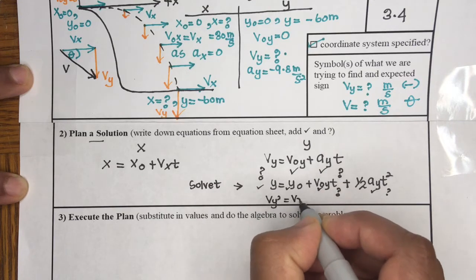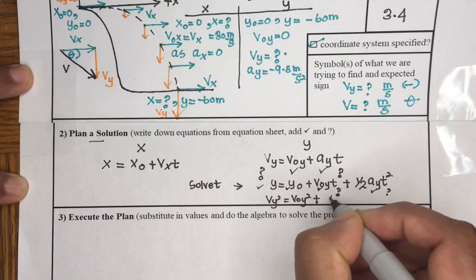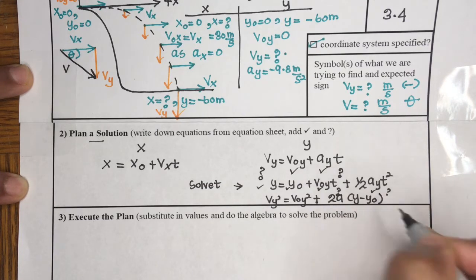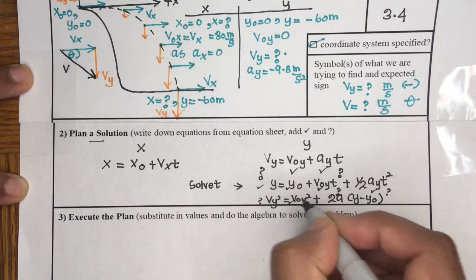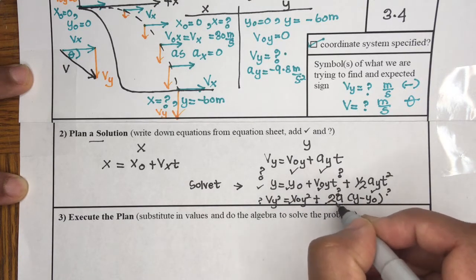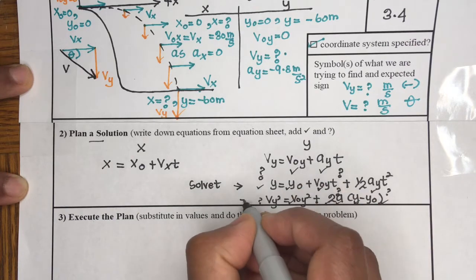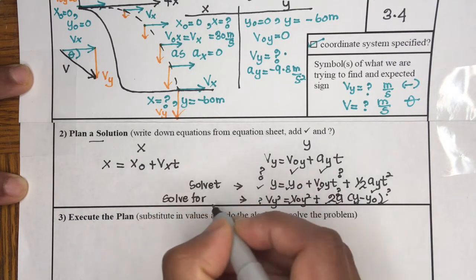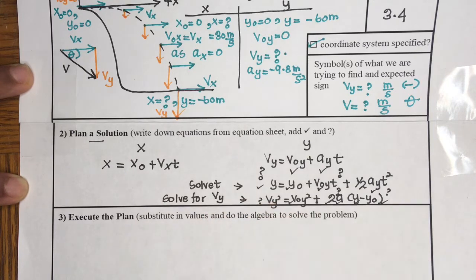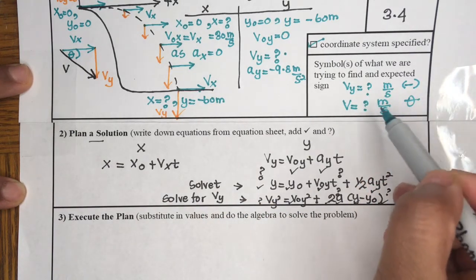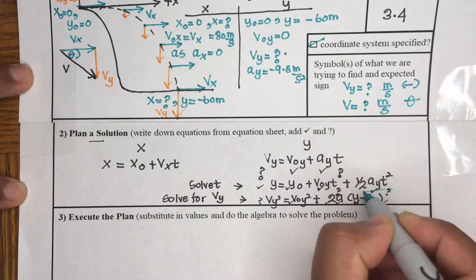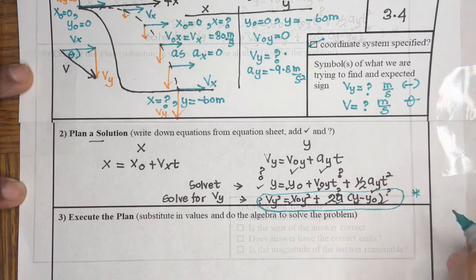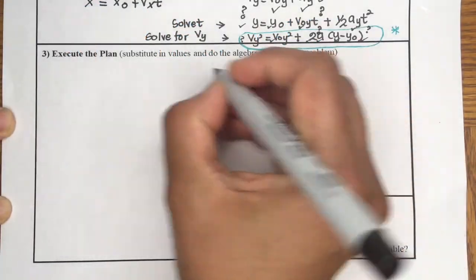We have the final y velocity squared is equal to initial y velocity squared plus 2a times final y position minus initial y position. So in this equation, we don't know the final y velocity, but we do know all the other terms. So this equation can be used to calculate the final y velocity. That is one of the variables we are trying to solve for. So that is the equation we are going to use.